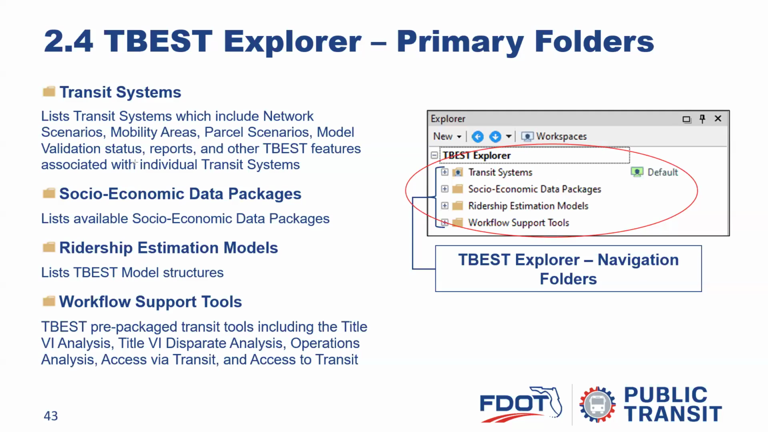Ridership estimation models. So we list whatever ridership estimation models are available. By default, it's the TBEST Land Use Model 5.0. You can create other models in TBEST, and we'll talk about that a little bit later on.